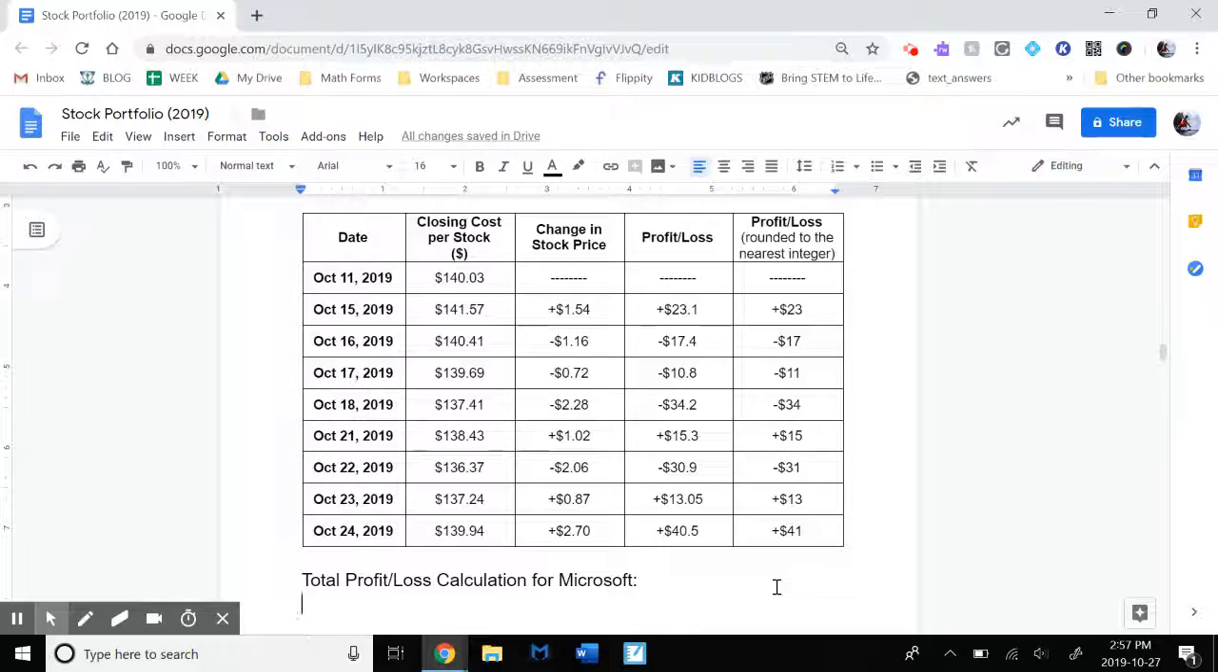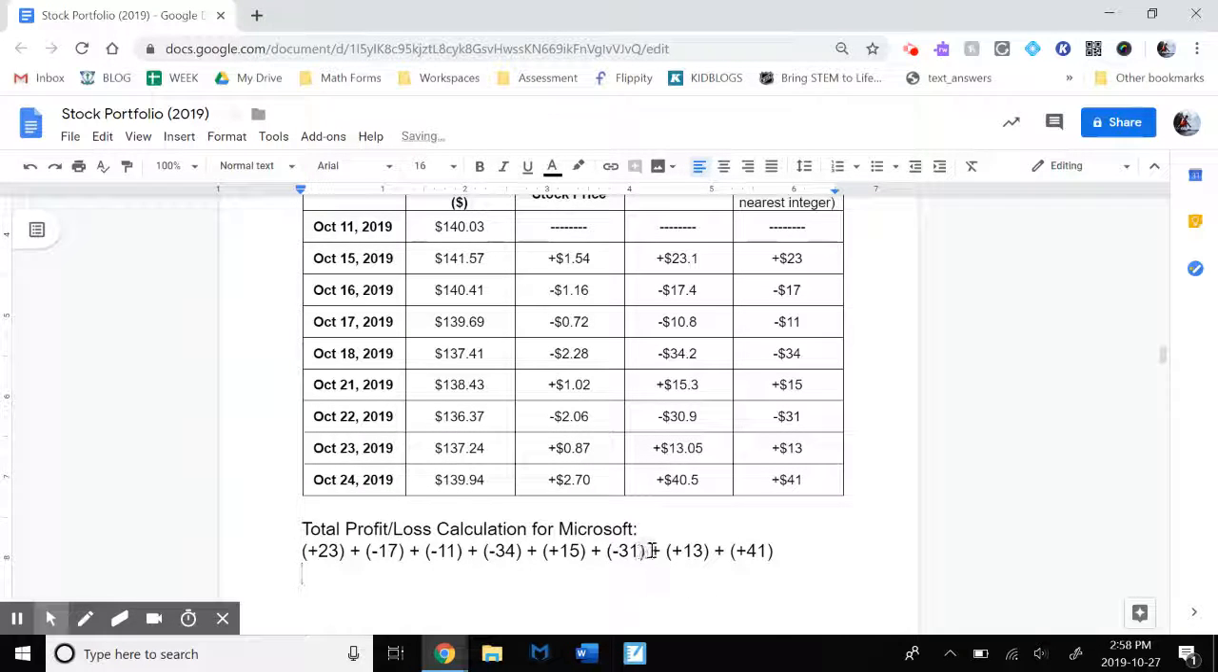And so I want to present that work. The first thing we're going to do is put each of these profits and losses in an addition statement. The first time we gained $23 and then lost 17 and so on. So I'll go and type all these in. And then in class, we had talked about writing this all as a series of gains and losses.